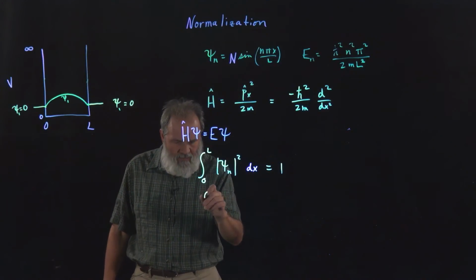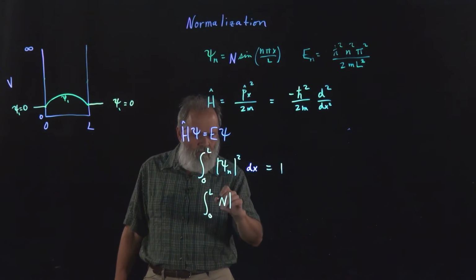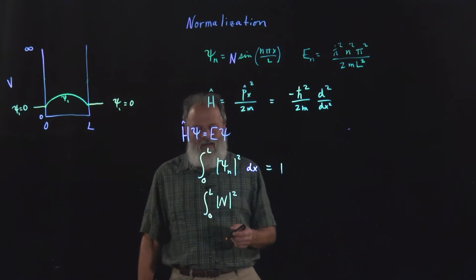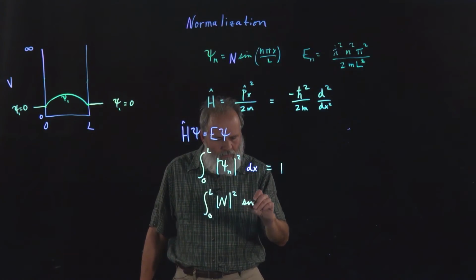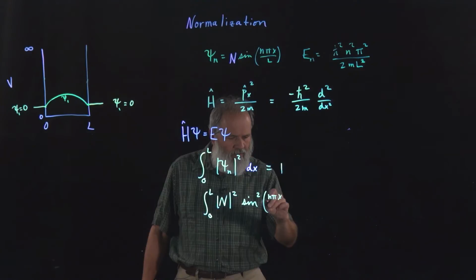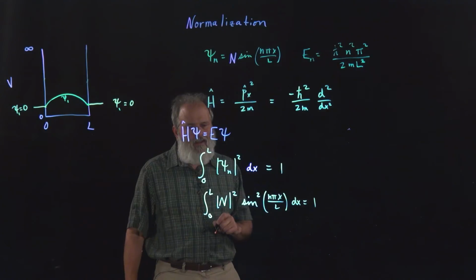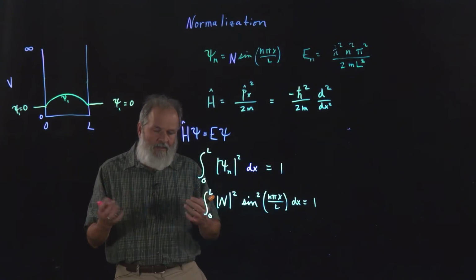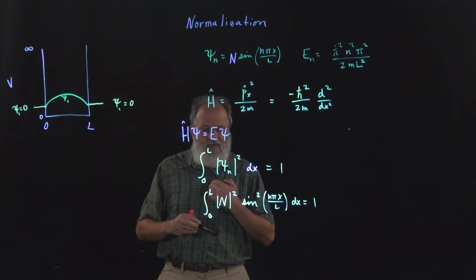All right, so integral from 0 to L of n squared, again, we use the vertical bar just in case we have complex functions. If you don't, it's just simply the square. All right, sine squared of n pi x over L dx. Set that equal to 1. All right, so this involves doing the integral of sine squared. Now, there's a couple of different ways to do this. One's by substitution, one's by looking up an integral table.